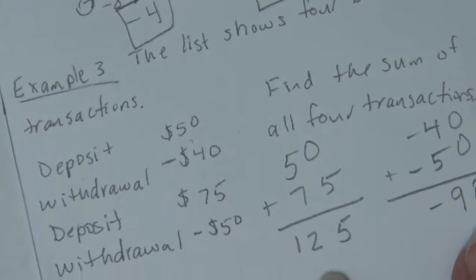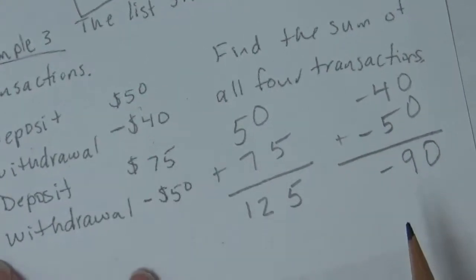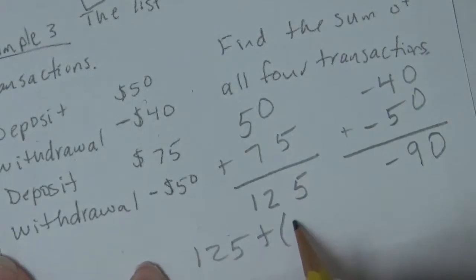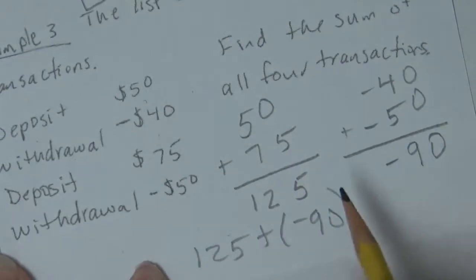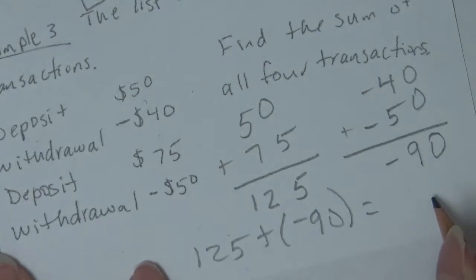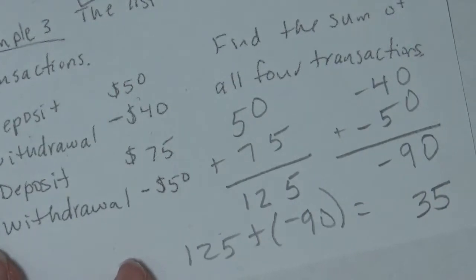And then these have different signs. 125 plus negative 90. Okay, this time you're adding different signs, so the rule now is that you need to subtract the 2 numbers. So 125 minus 90, that's going to give you how much? 125 minus 90 is going to give you 35. And is that positive or negative?